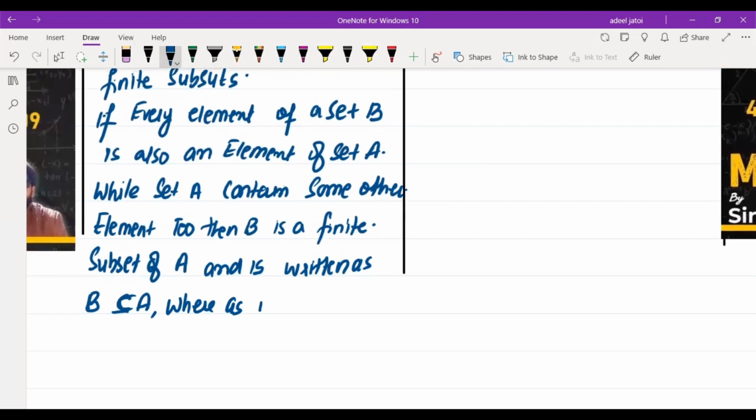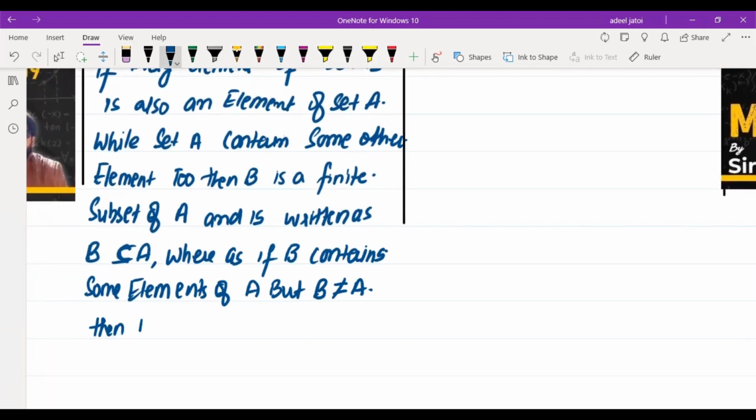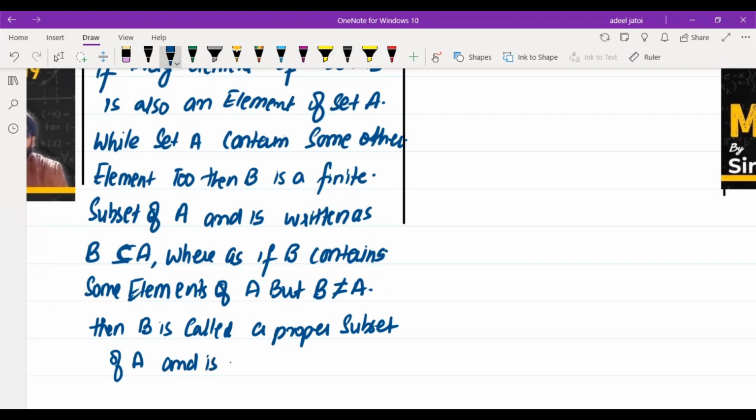Whereas if B contains some elements of A, but B is not equal to A, then B is called a proper subset of A and is written as B is a subset of A.